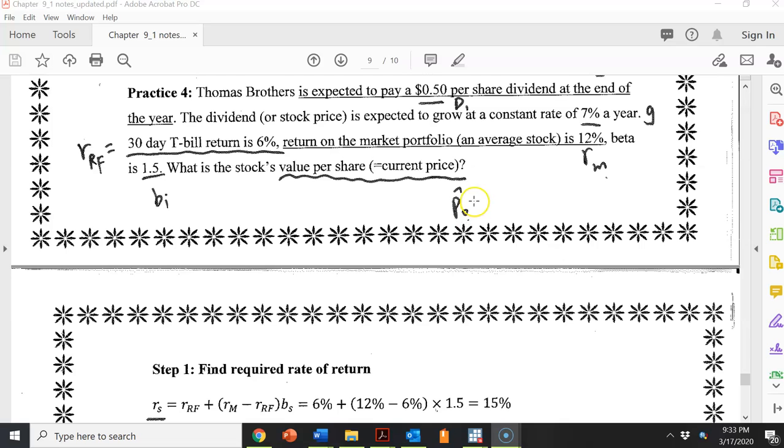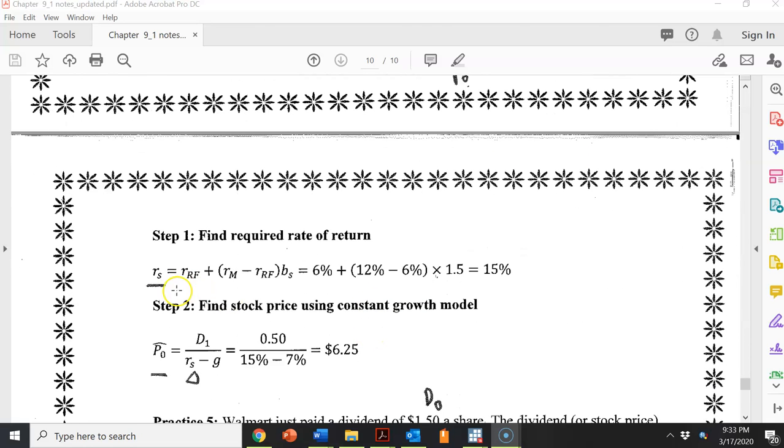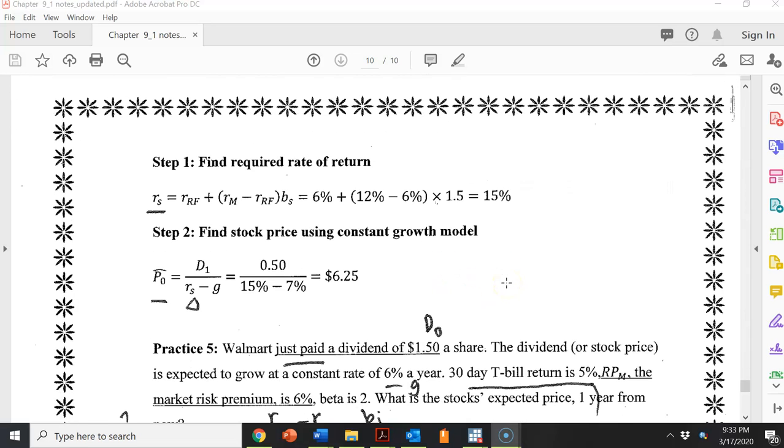Again, here we want to use the constant growth model and use D1 and G to calculate P0, but we don't know R. However, we know the risk-free rate, beta, and RM, so we can use CAPM to solve for RS first. CAPM: RS equals the risk-free rate plus market risk premium multiplied by beta. Plug the numbers in, we get 15%. P0 becomes D1 over RS minus G. Plug the numbers in, we have 6.25.